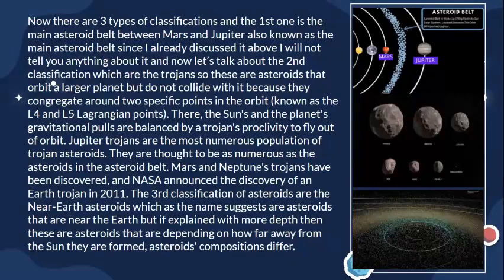Now, the third classification of asteroids are the near Earth asteroids, which, as the name suggests, are near the Earth. But to explain with more depth, depending on how far away from the sun the asteroids are formed, their composition differs. So let me just show you through pictures.